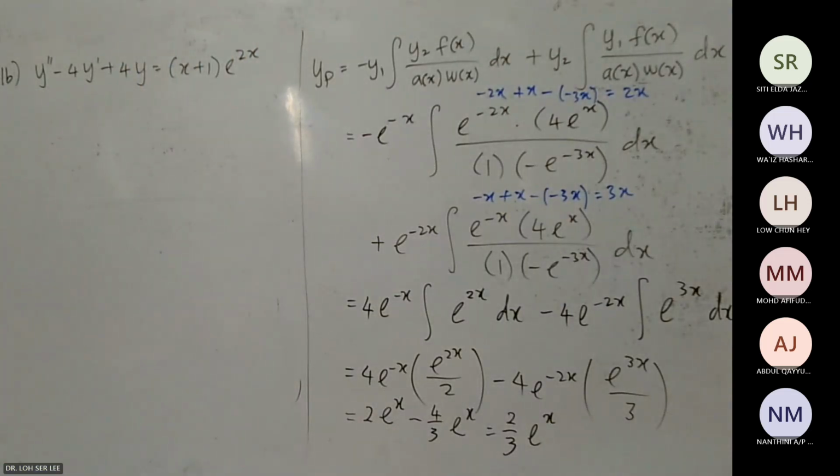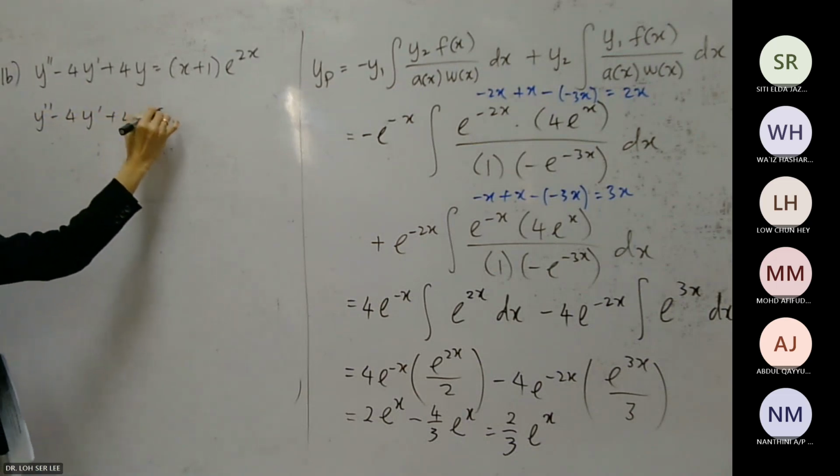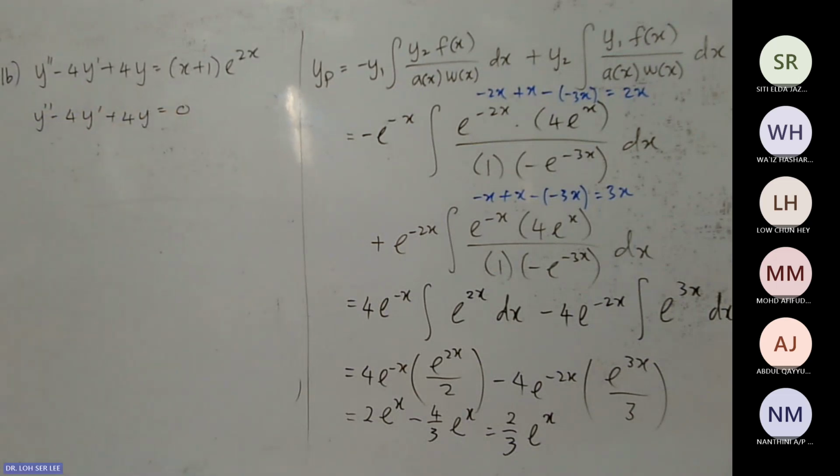Okay. A, B, C are constants. So solve the homogeneous differential equation first. Form the characteristic equation. Get YC. Whoever signed for your attendance?